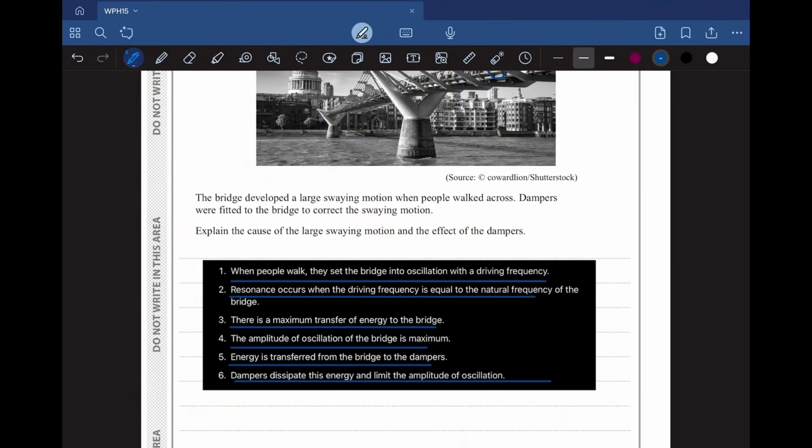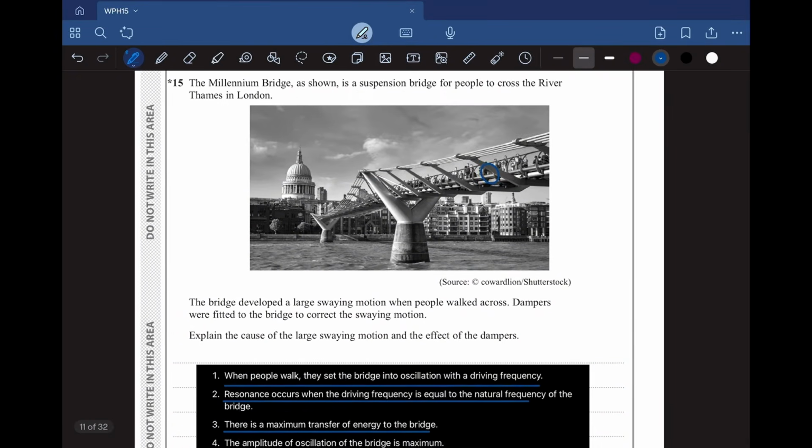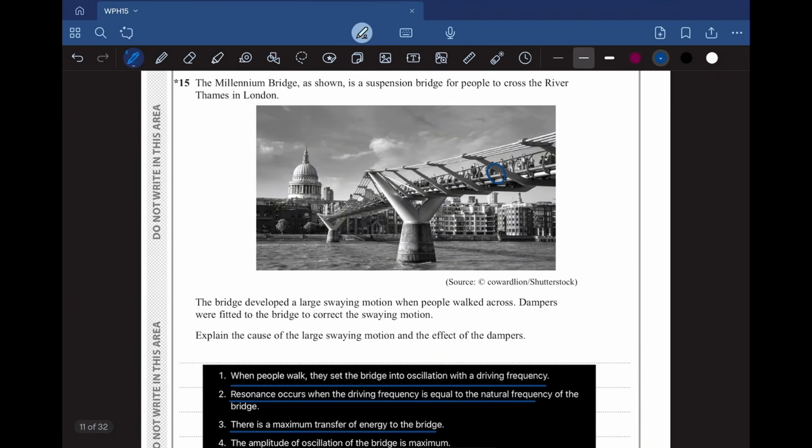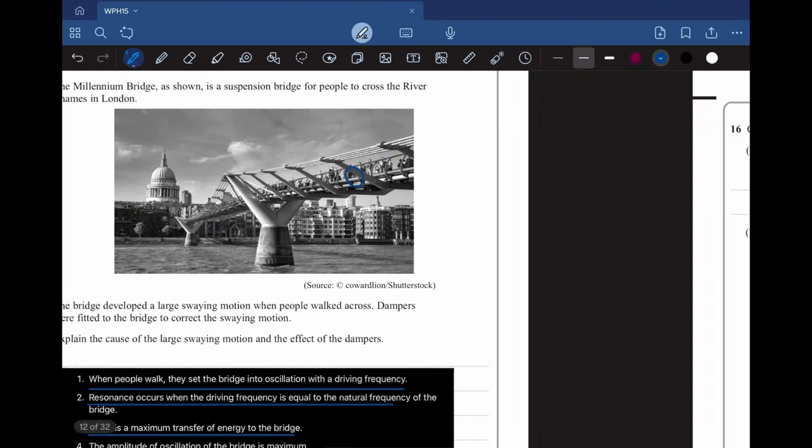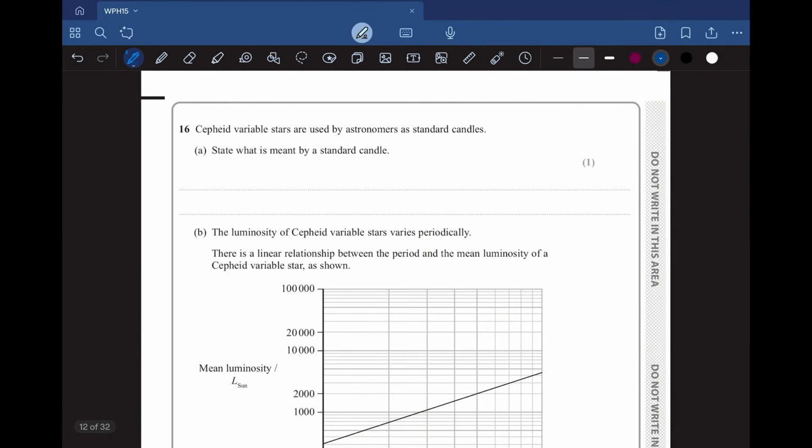So these are basically the 6 points that you will have to understand and then memorize, because this is a star question and these questions are repeated again and again. Now let's move on to the next question.